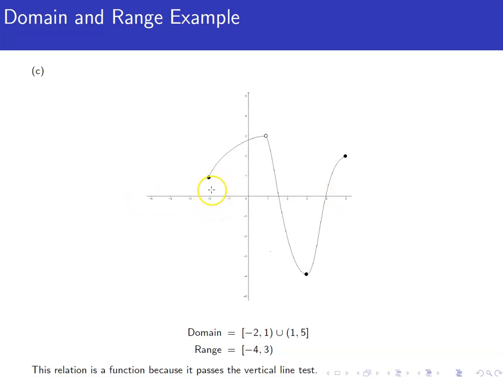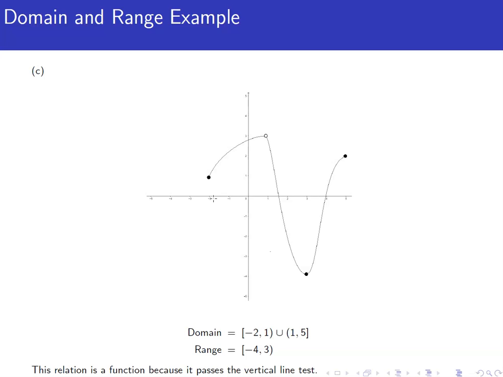Okay, so here we go from -2 all the way over to 5. The -2 is included because that's a filled-in dot. The 5 is included because that's a filled-in dot. And everything else is included for x's except at 1. There's a hole there. So our domain is the interval from -2 to 1, bracket on the -2 because it's included, parenthesis on the 1 because it's not included, and then from 1 to 5, parenthesis on the 1, bracket on the 5. Again, for domain, we're not worried about y values at all. We are going left to right and looking at the x values that are represented on the graph.